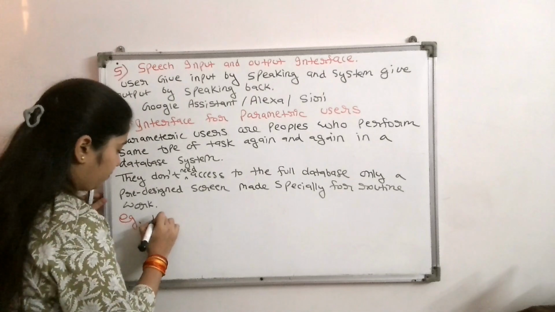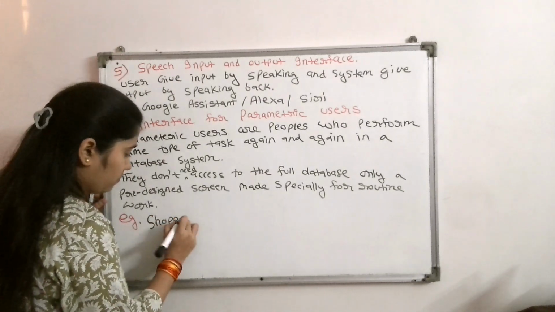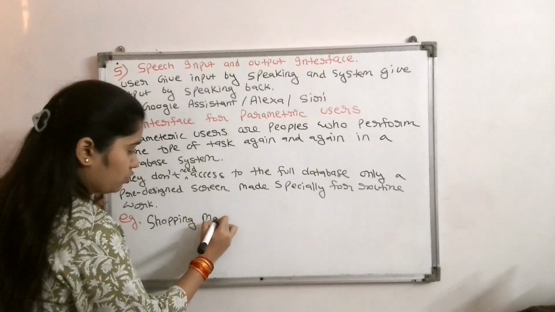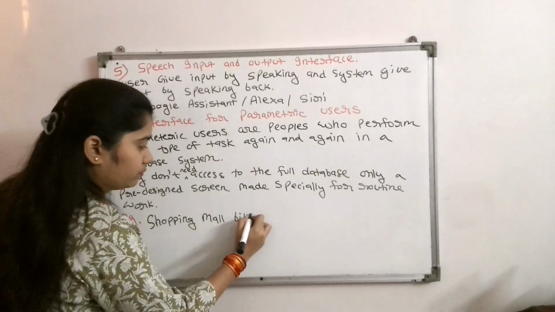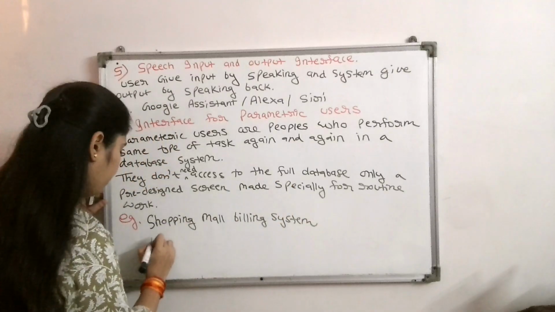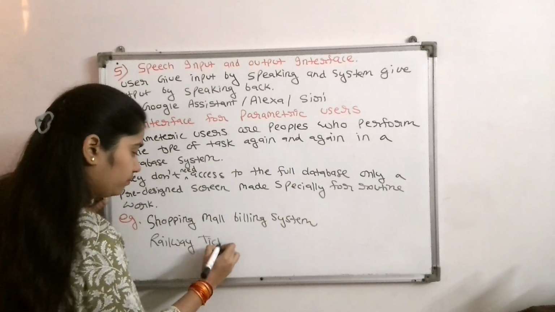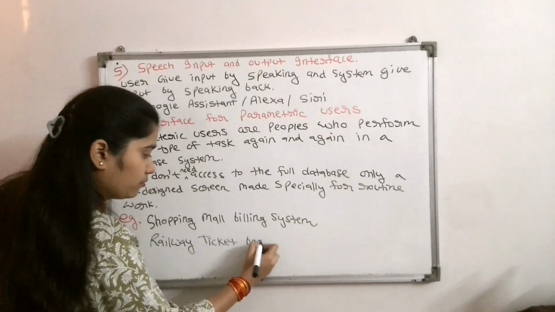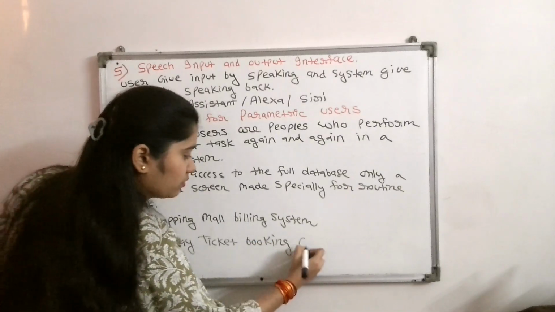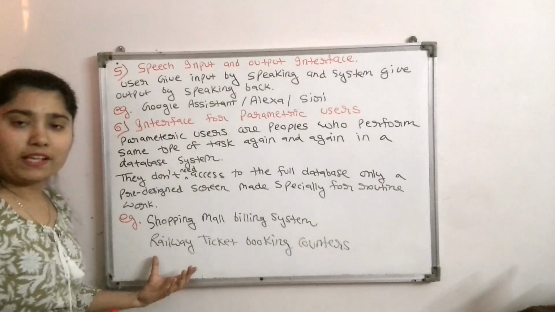The examples we have seen are the shopping mall billing systems and the railway ticket booking counters. So we have seen these two examples.